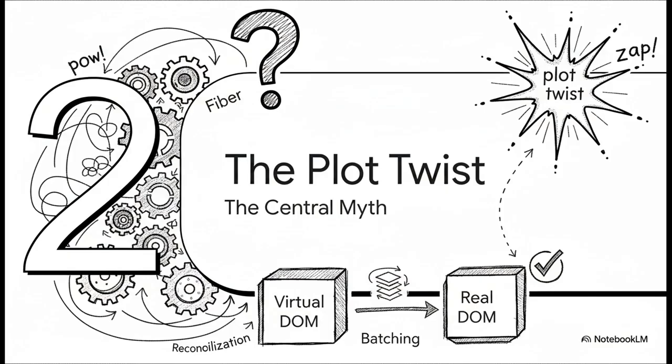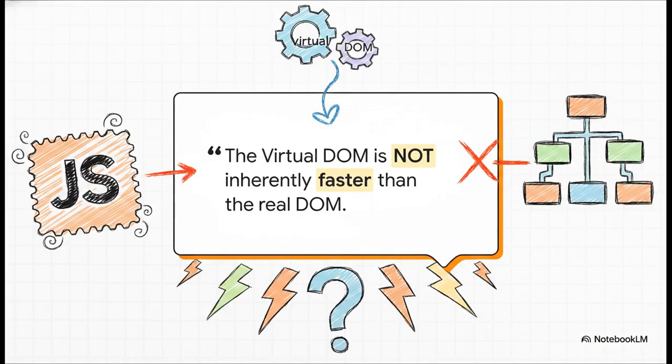And this is where the story takes a fun little turn. Here it is, the big truth. The virtual DOM is not what makes React fast. In fact, the whole idea that it's faster than the real DOM completely misses the point. Its purpose was never about raw speed. It's about enabling React to be smarter.